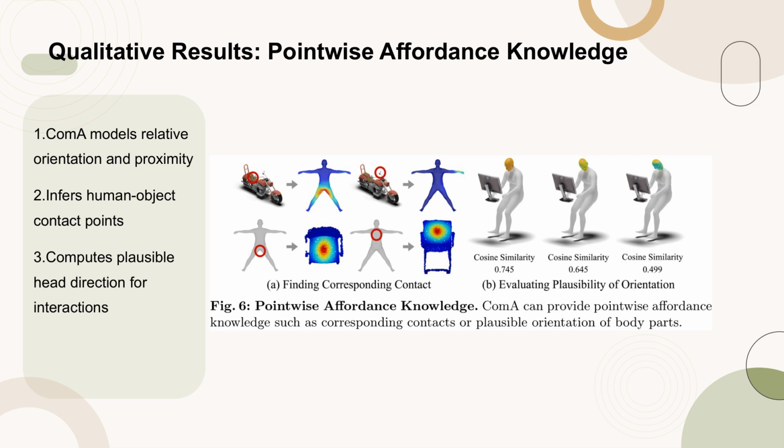For instance, in the case of a motorcycle, ComA can determine that the saddle contacts the human's hips and the handle contacts the hands. Similarly, for a chair, it identifies that the seat contacts the hips and the backrest contacts the back. Additionally, ComA can infer the probable direction of the head when interacting with objects like a monitor, maximizing cosine similarity when gazing towards the screen, indicating a plausible head direction during such interactions.